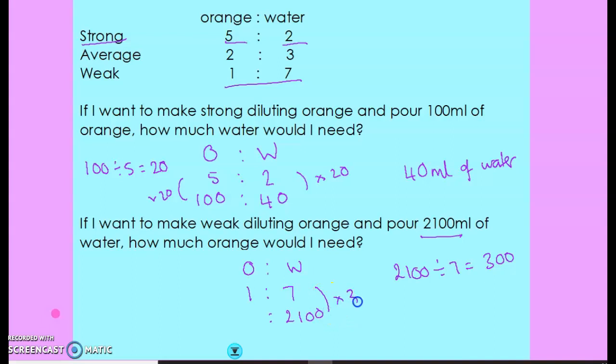So start by dividing them. 2100 divided by 7 is 300. So I need 1 lot of 300 from orange. So I would need 300 ml of orange.